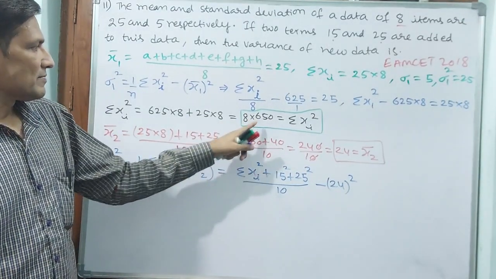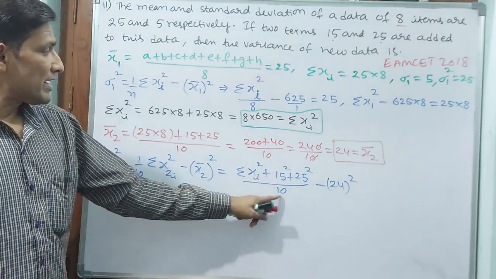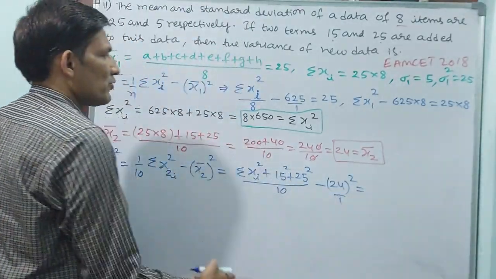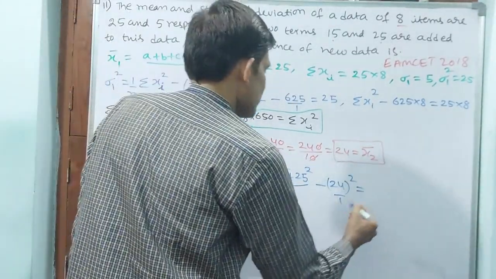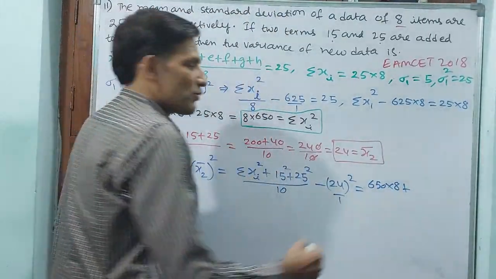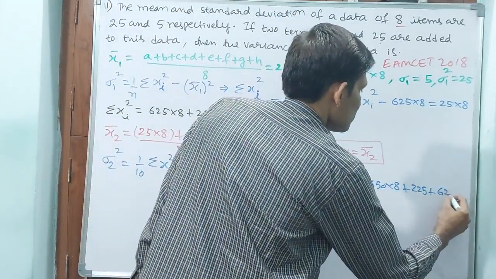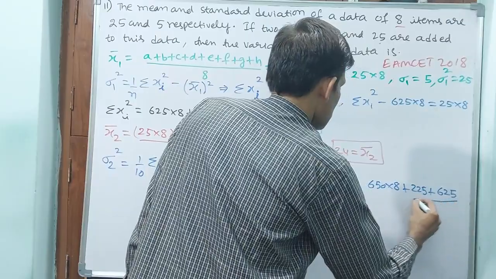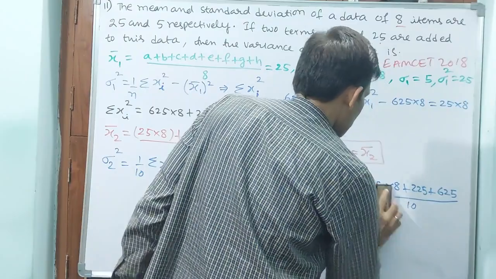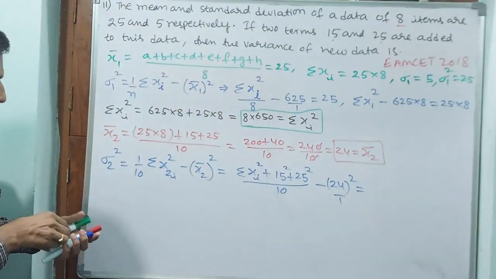650 into 8. Okay, sigma x_i square is sigma x square, plus 15 square, plus 25 square, divided by 10, you have to write. Okay? Let us make it. That is equal to this divided by 1. 650 into 8 plus 15 square 225, 25 square 625, divided by 10. See, I will write here. Why? Because see, again 24 square by 1 also I have to write. Okay, that is why I will write here.